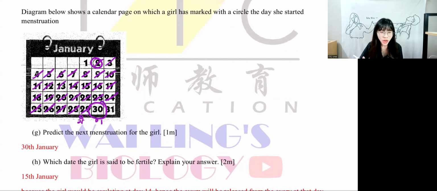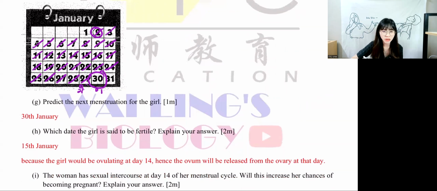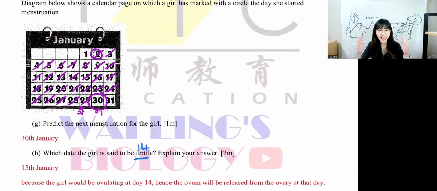Okay, so this is G. H, which date is the girl said to be fertile? Explain your answer. Fertile has to be day 14. Again, guys, count one by one. Don't add. Sometimes you just cannot add. Just count one by one. 1, 2, 3, 4, 5, 6, 7, 8, 9, 10, 11, 12, 13, 14. Day 14 is the 15th of January.